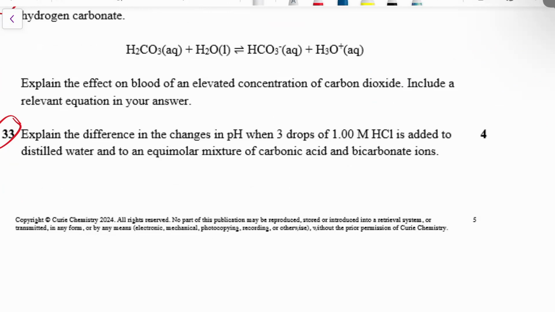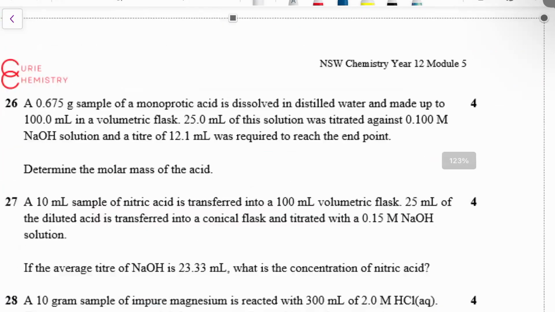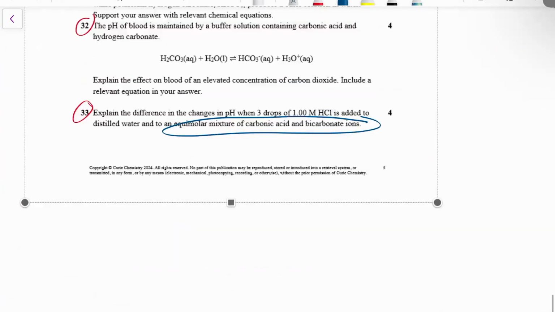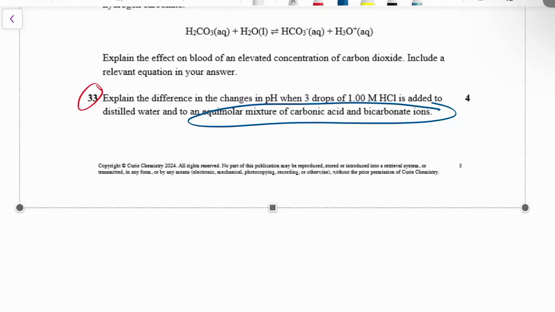So hopefully we're able to identify at this point that when you have an equimolar mixture of something, your best guess is that it's going to end up being a buffer. Watch out though, it's possible that NESA plays with you and they give you an equimolar mixture of a strong acid and its conjugate base, which would not form a buffer. For a buffer, you need a weak acid and its conjugate base. But normally, safe assumption is that it just works out as a buffer.